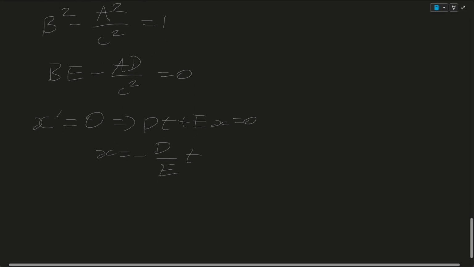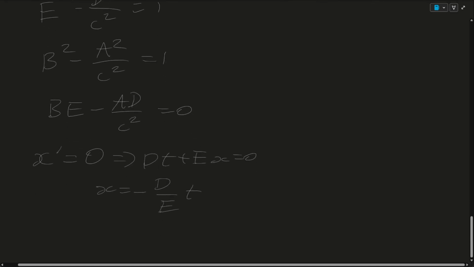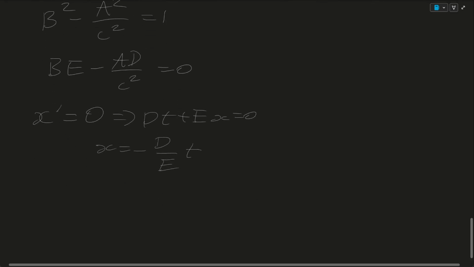Oh no, there's one more. Sorry, one more thing we need to do. The world line is moving at a velocity as well, so we know it's moving at velocity minus d over e in frame s. So that must be equal to v then. So minus d over e equals v. d is minus v e.